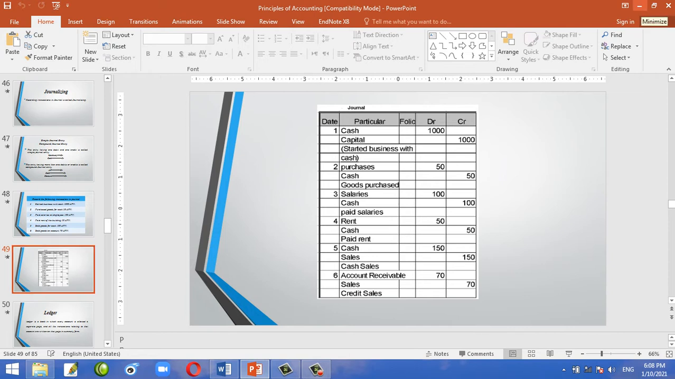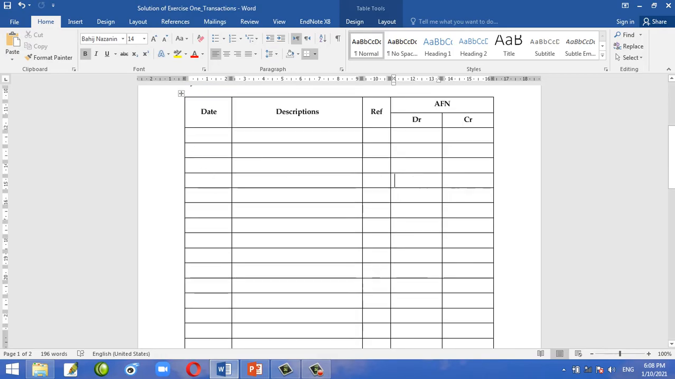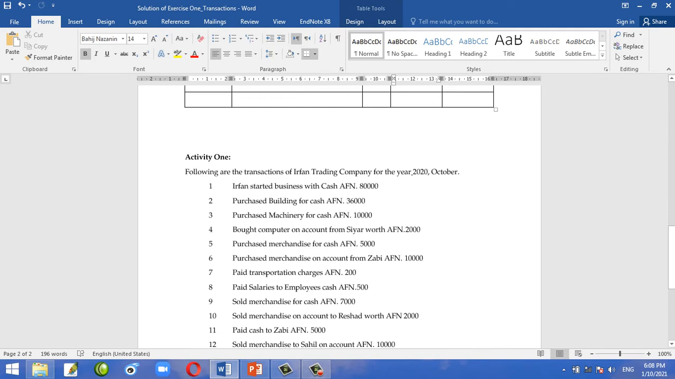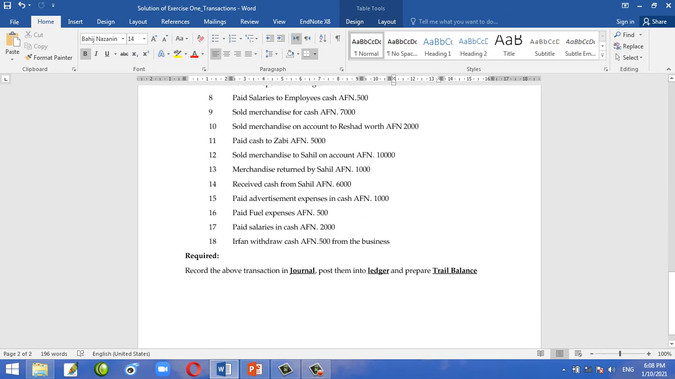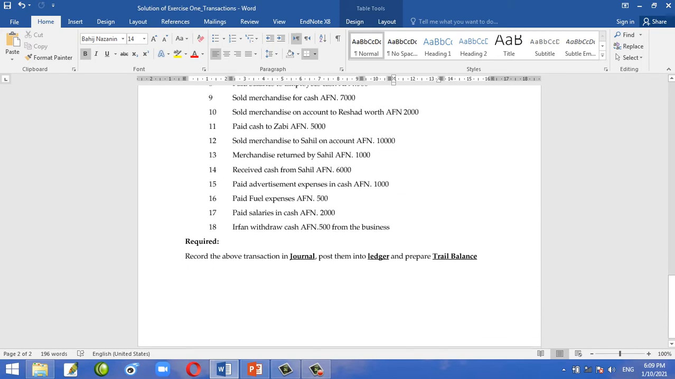In today's lecture, we are also recording some transactions in the journal. I've come to the example, and this is the first exercise of the transactions that we are recording in the journal. Guys, these are the transactions. Right now we are recording these kinds of transactions in the general journal.